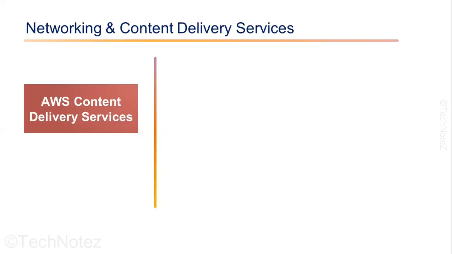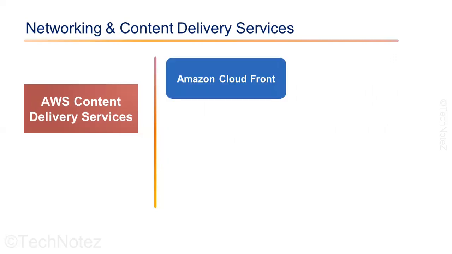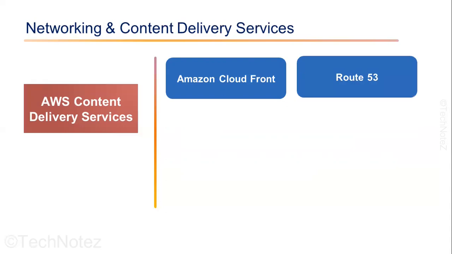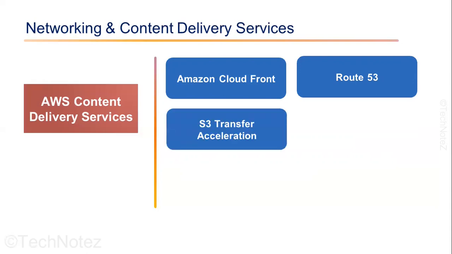The content delivery network services include multiple components like Amazon CloudFront. CloudFront securely delivers data, video, applications, and APIs to customers with low latency and high transfer speed. Amazon Route 53. Route 53 is a highly available and scalable DNS service that translates domain names to IP addresses. S3 Transfer Acceleration. S3 Transfer Acceleration is a data transfer service that uses CloudFront's edge locations to accelerate data transfer over the internet to Amazon S3.